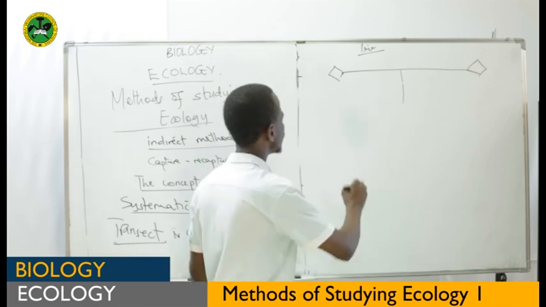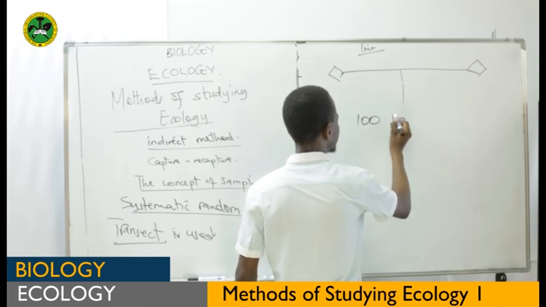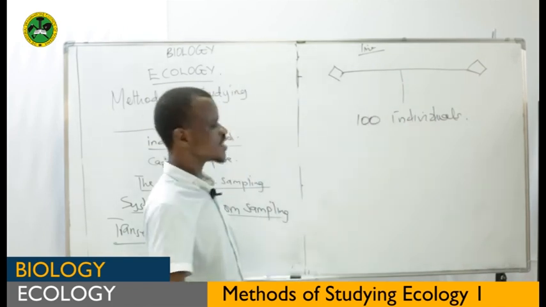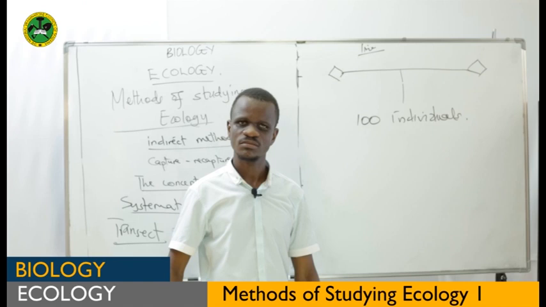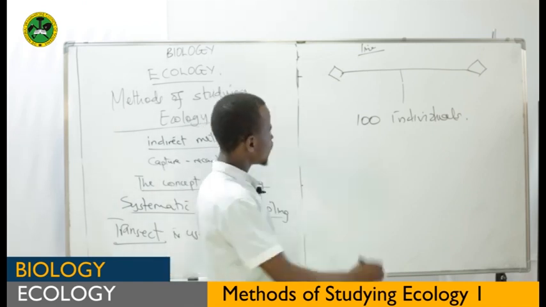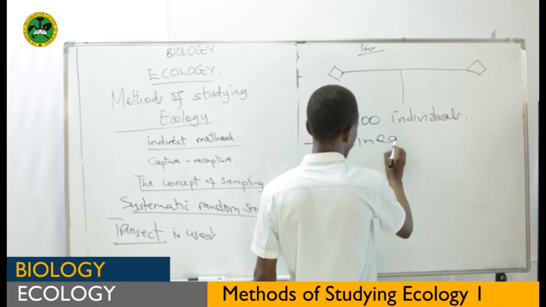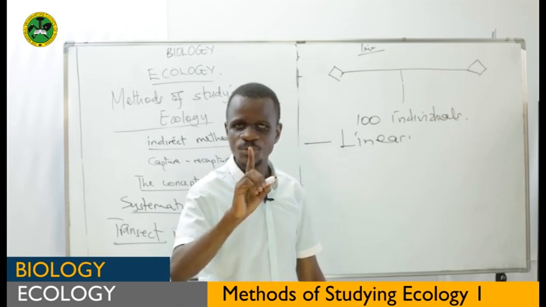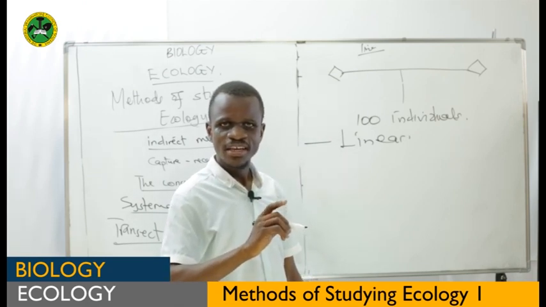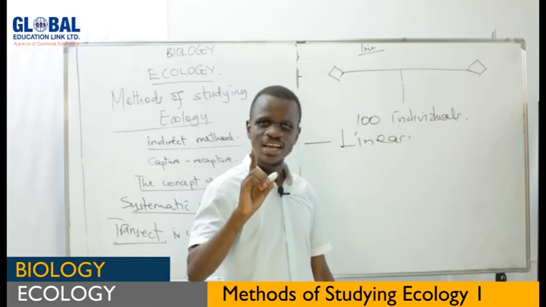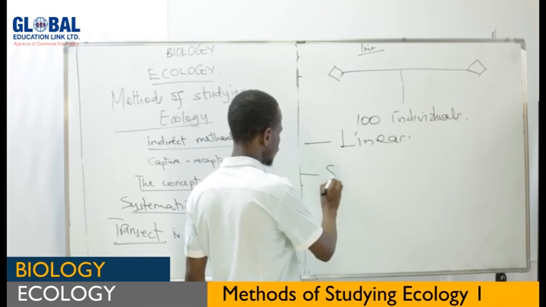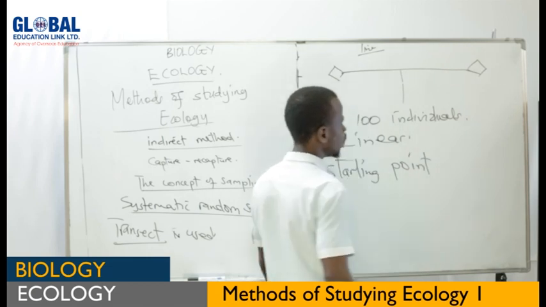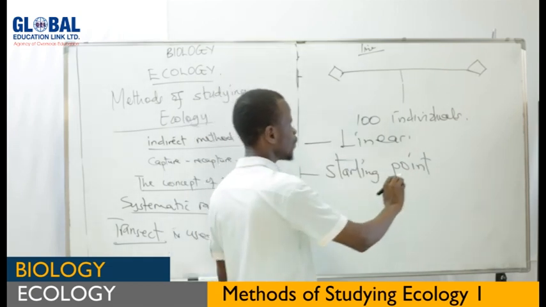Let us have this example. You have 100 individuals. You want to use systematic random sampling. These individuals are arranged in a linear way. You want now to use systematic random sampling. How are we going to do it? As an ecological investigator, select a starting point. Therefore, we will select a starting what? Point. Let's say we will start selecting individual 5.